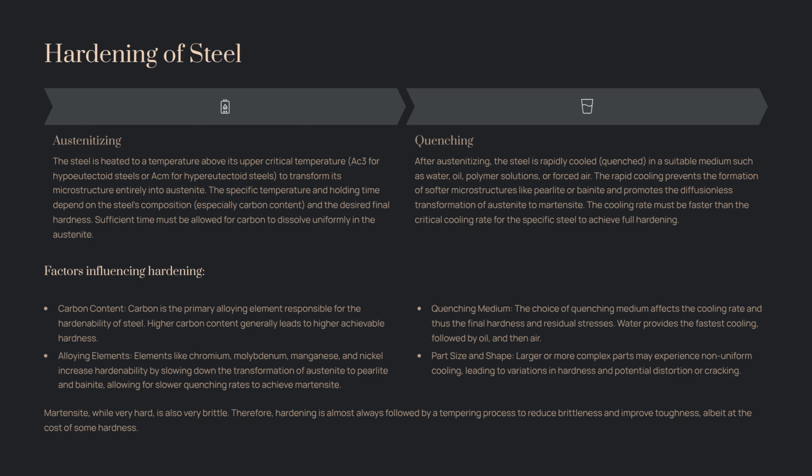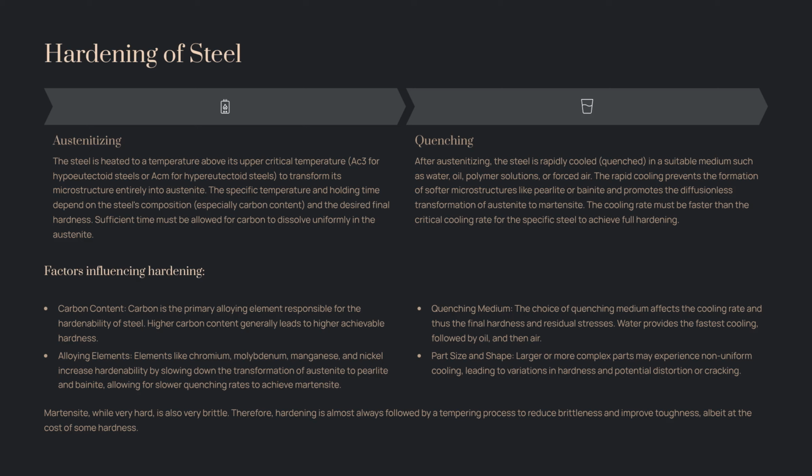The steel is heated to a temperature above its upper critical temperature, Ac3 for hypoeutectoid steels or Acm for hypereutectoid steels, to transform its microstructure entirely into austenite. The specific temperature and holding time depend on the steel's composition, especially carbon content and the desired final hardness. Sufficient time must be allowed for carbon to dissolve uniformly in the austenite.